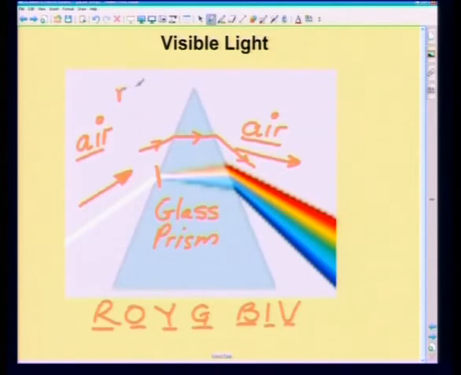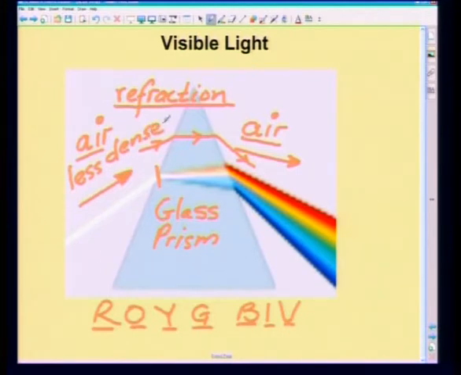This bending of light, or this change in direction of light as it moves from one medium to another, is called refraction. Now, it is moving from air. Air is said to be less dense. So air is not that dense. But it enters a prism that is more dense.